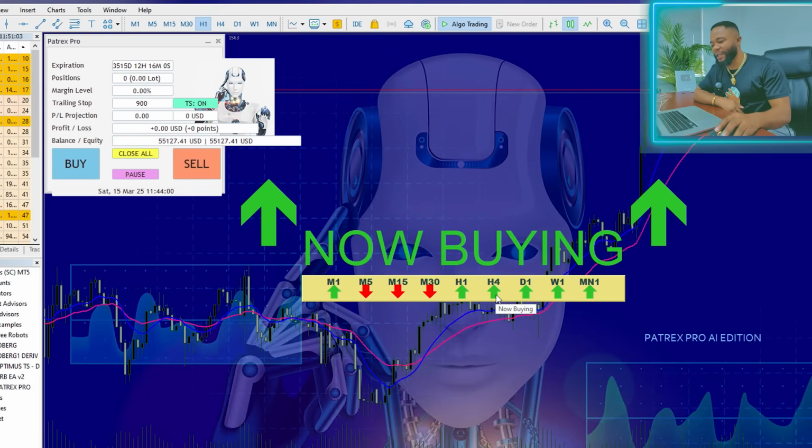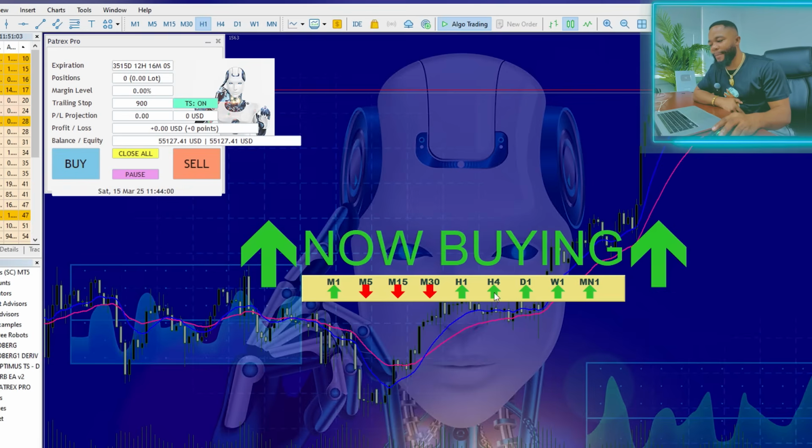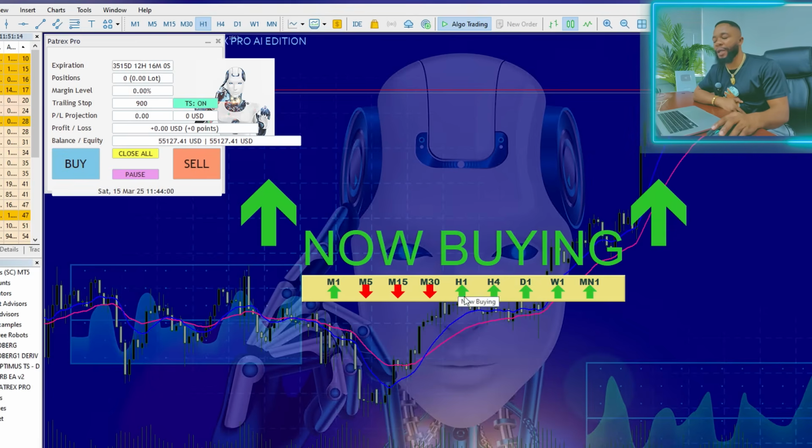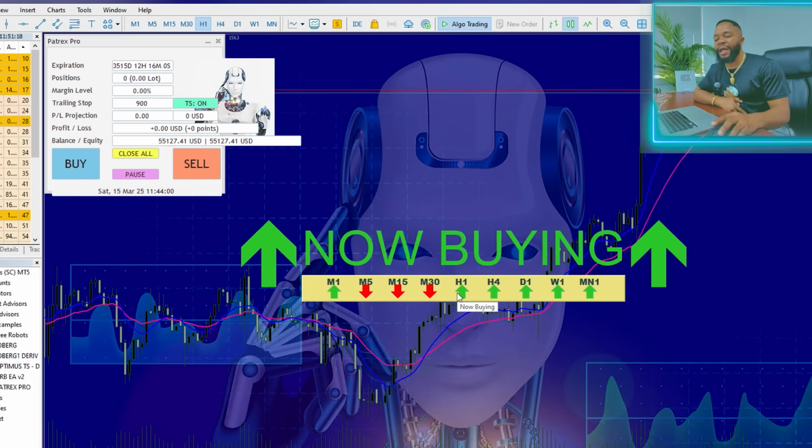I check my 4 hour time frame and I confirm that the market is doing what? That the market is also buying on the 4 hour time frame. That's when I'll confidently start looking for what? I'll confidently start looking for a buy opportunity on the 1 hour time frame.